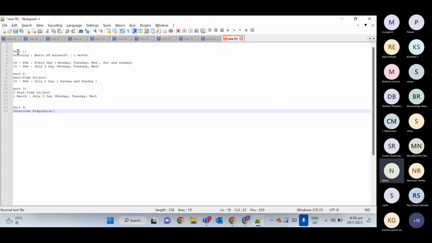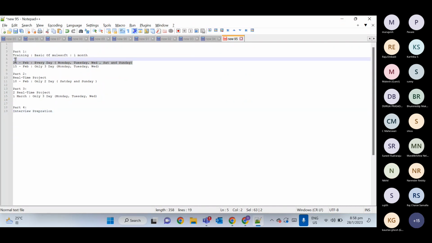Now Ravi, just one question. In part one, what you have written is 15 Feb, only 3 days, Monday, Tuesday, Wednesday. And that part two, will those be simultaneous? No. What I mean to say is, till 14 Feb, we will only do this basic training. We will not do any other part. Till 14 Feb, we will do only this basic training.